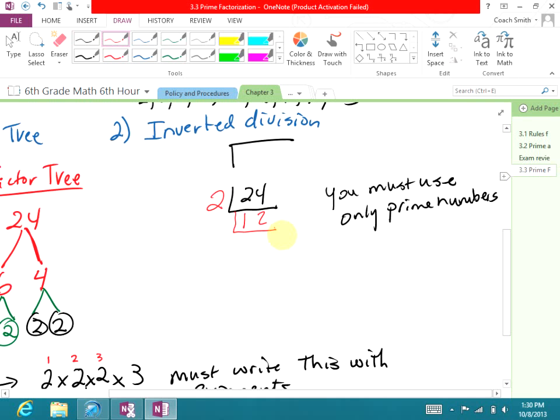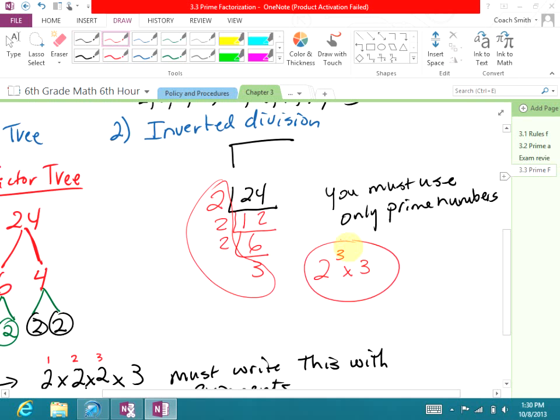Does 2 go into 12? Once again, that's why you need to know your rules for divisibility. You shouldn't have to think. You should see that's an even number. 2 goes into every even number. So you go 2. 2 goes into 12 6 times. 2 goes into 6 3 times. So once again, here's all your prime numbers right there. So 2 to the third times 3.